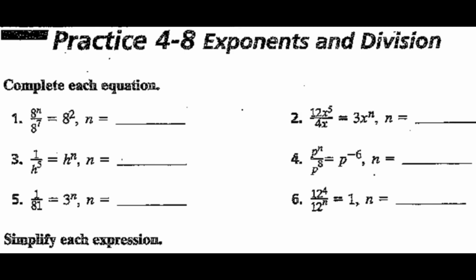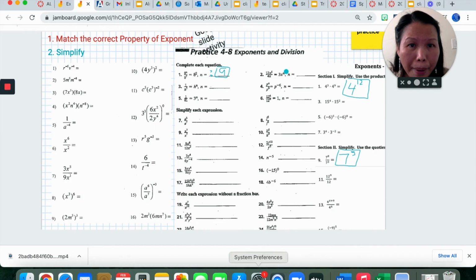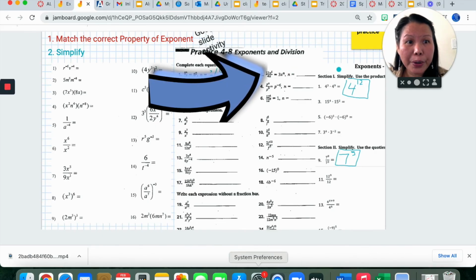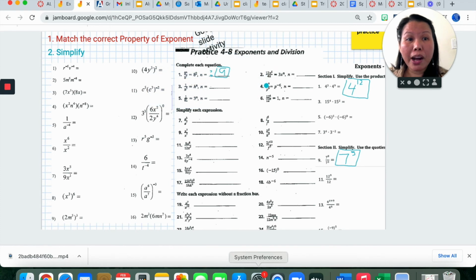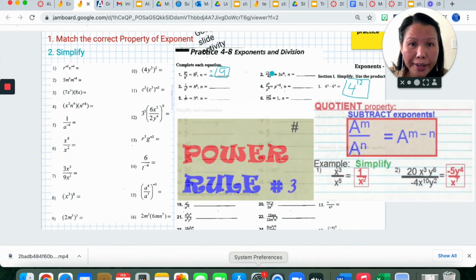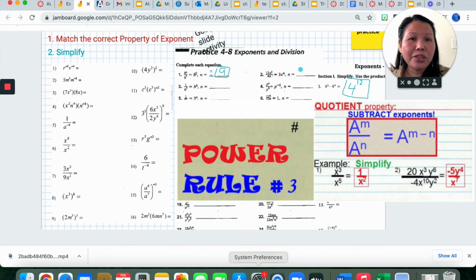Number 2, we have 12x to the 5th power on the top, and on the bottom 4x, equal 3x to what power, n? So again, we're looking for the letter n. 4 divided into 12, I get 3. That makes sense for the answer. And then for x, remember, 5, subtract the exponent on the bottom when we have the quotient rule. 5 minus, no exponent on the bottom, that's a 1, an invisible exponent 1. When we need it, we can put it in. So n is going to be 4. Our answer for that one is 3x to the 4th power.